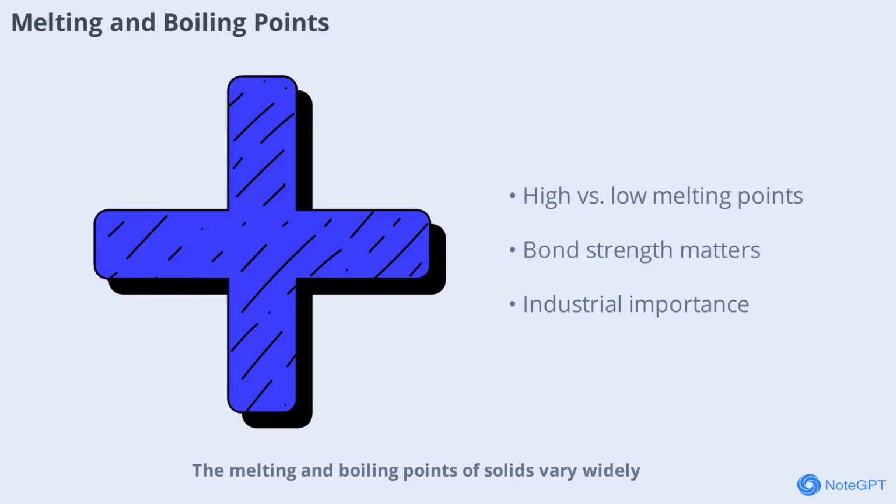Melting and boiling points of solids vary widely. Ionic and covalent network solids have high melting points due to strong bonds, while molecular solids melt at lower temperatures. Metals also tend to have high melting points, but there are exceptions. These differences are key in industrial processes where controlling temperature is crucial for manufacturing and material selection.